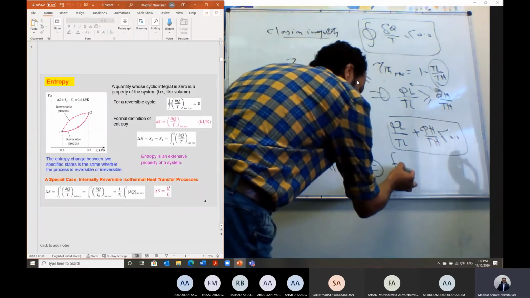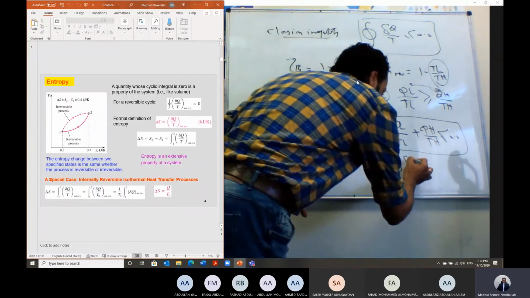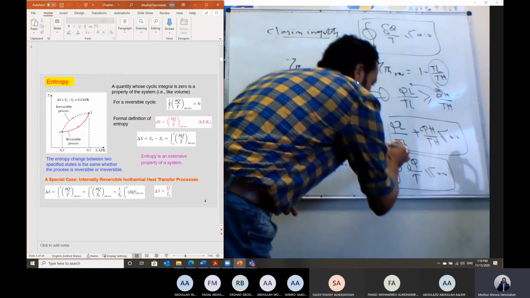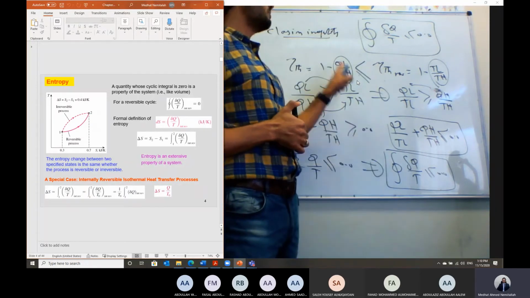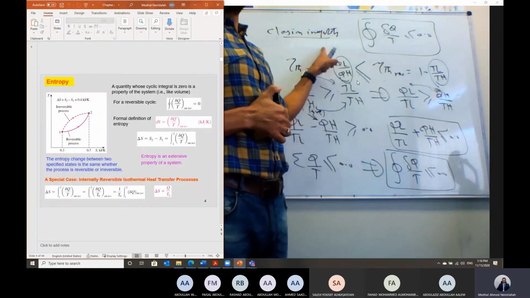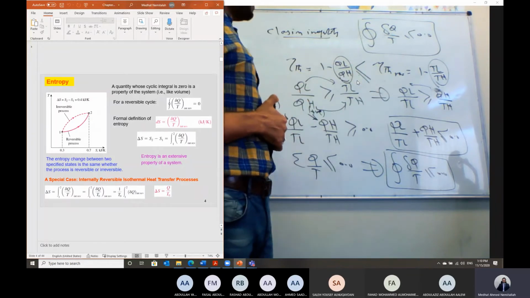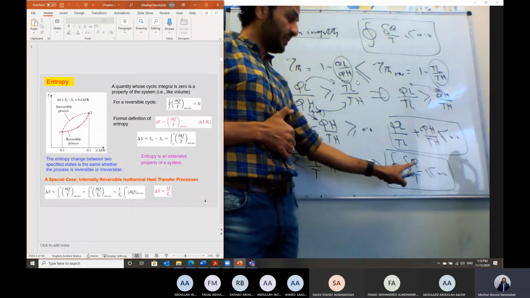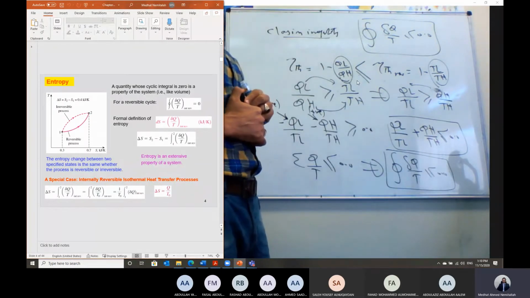Or we can express it in another form. We can say integration over a cycle instead of the summation: integration of delta Q over T should be less than or equal to 0. And this is what we call the Clausius inequality. Based on the second law analysis, based on the Carnot cycle analysis, for any system working on a cycle, integration over this cycle of delta Q over T should be less than or equal to 0.